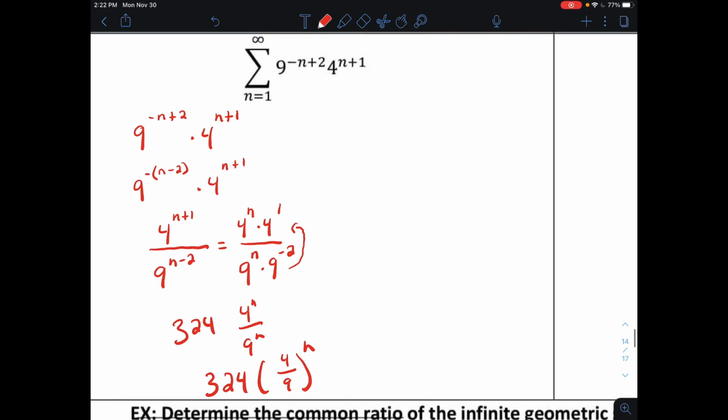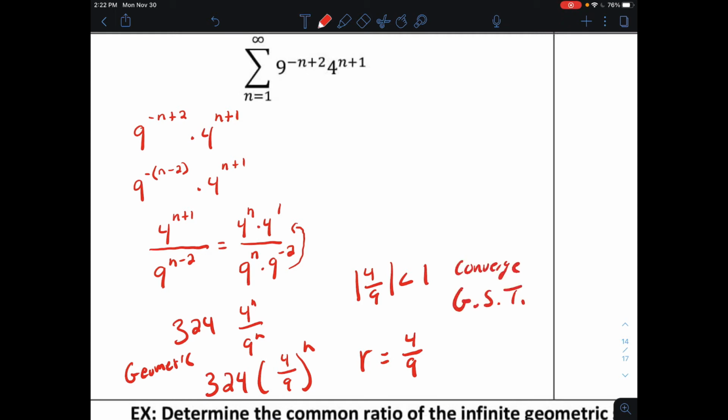Now, what we've done is we've written an equivalent form of this. Well, that's geometric, because I see the exponent, in this case n, is being applied to 4/9, which means 4/9 is r. The absolute value of 4 over 9 is less than 1, therefore this series will converge according to the geometric series test. So since it converges, I can find the sum.